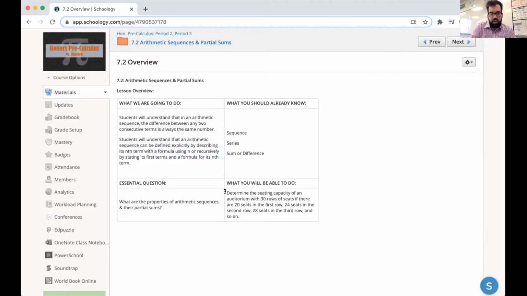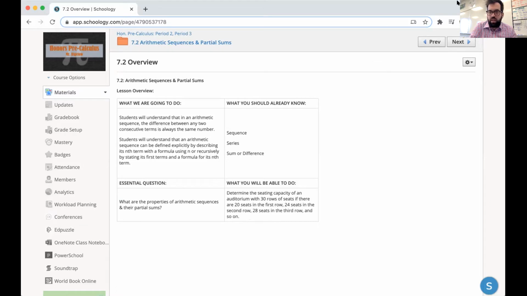Here's an example of a question you'll be able to answer easily after this lesson. Determine the seating capacity of an auditorium with 30 rows of seats if there are 20 seats in the first row, 24 seats in the second row, 28 seats in the third row, and so on. You could probably answer that right now if you had a couple of minutes to figure out how many seats were in every row and then add them all together. But we're going to go through a nice, simple formula where you'll be able to figure that out pretty quickly by the end of this lesson.